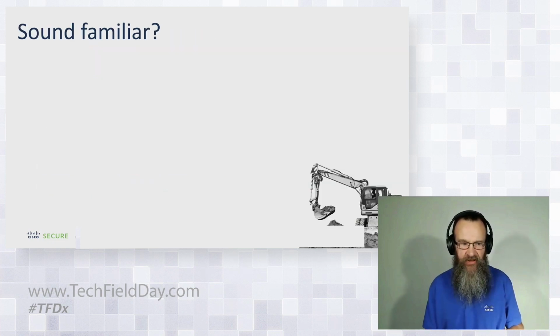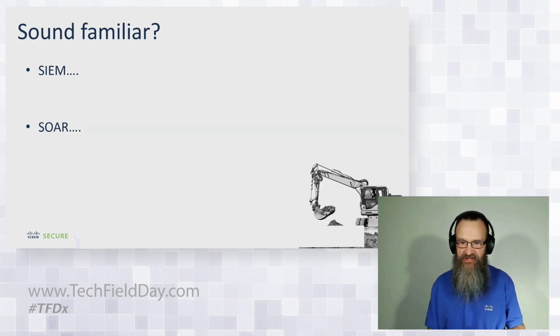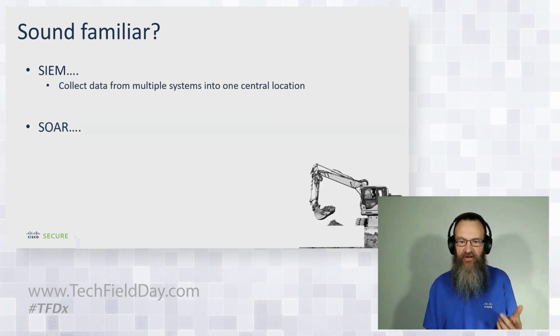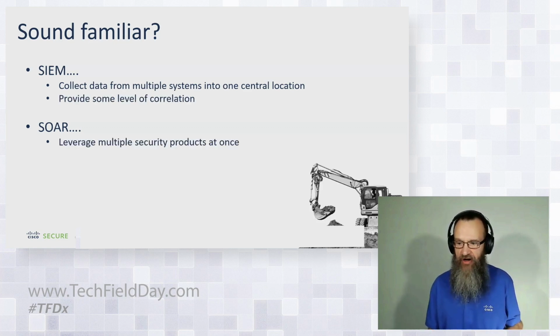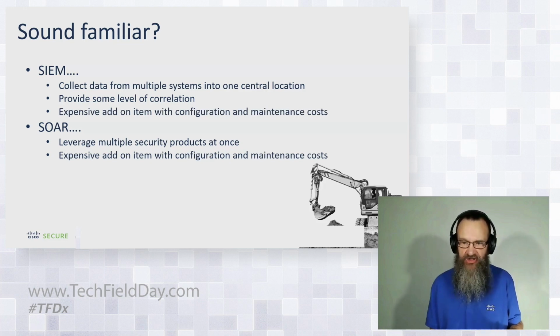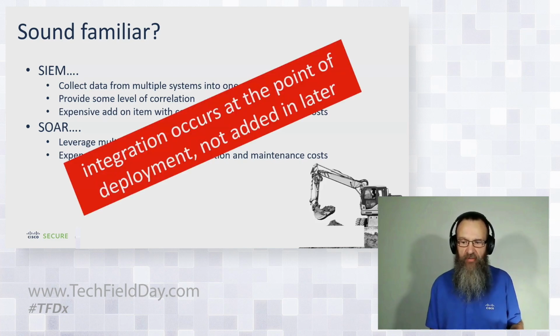Now, does any of that sound familiar? Because you may have heard of SIEM, you may have heard of SOAR. A SIEM collects data from multiple systems into one central location and provides some level of correlation. A SOAR lets you leverage multiple security products at once. Both of those sound like they fit pretty well into parts of the XDR definition, but both of them are also expensive add-on items that have configuration and maintenance costs of their own. And from the initial descriptions of XDR, we see that integration occurs at the point of deployment, not added in later.